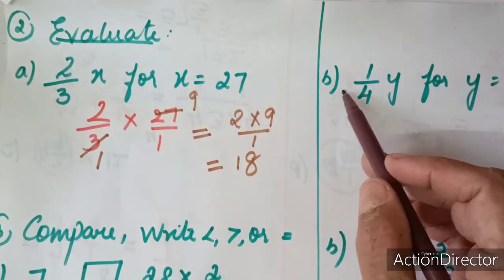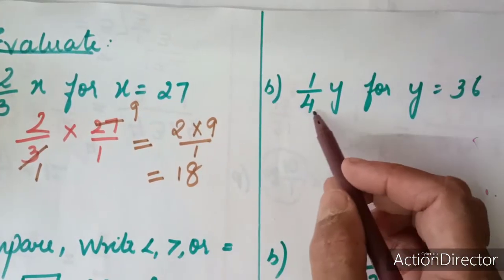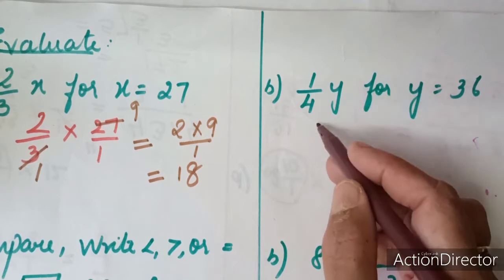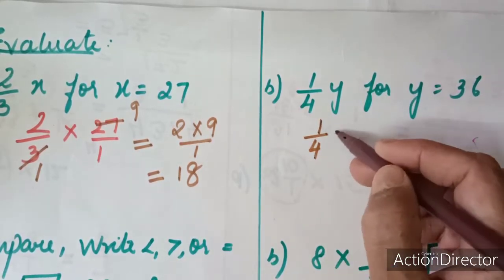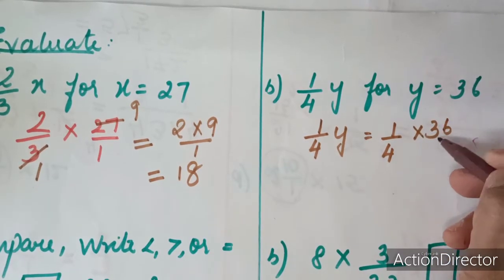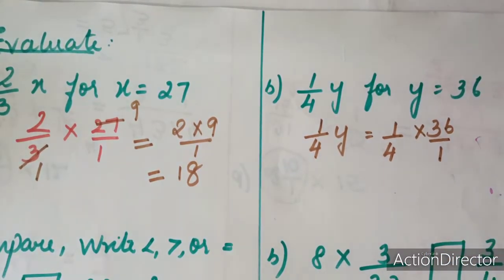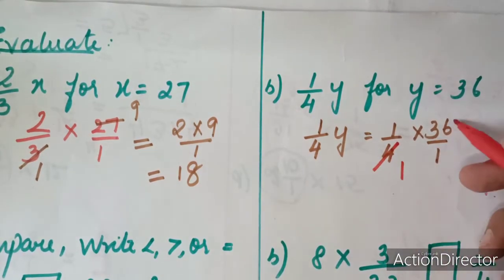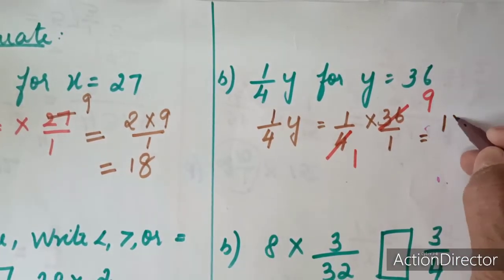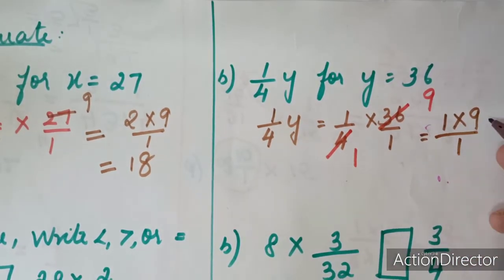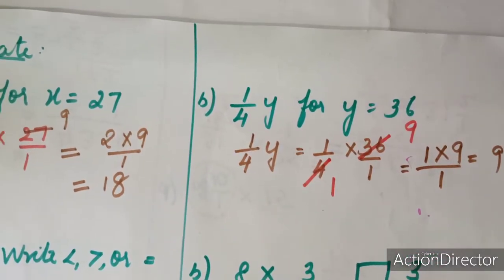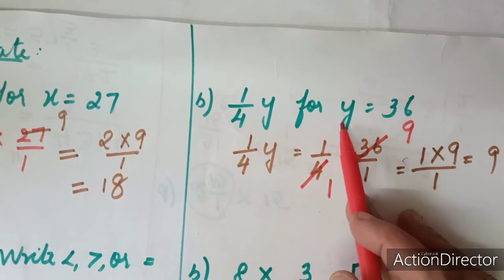Now moving on to the second, 1 by 4 y for y is equal to 36. So now the value of y is replaced by 36. So 1 by 4 y is equal to 1 by 4 into 36. 36 is written as 36 upon 1. So now I can cancel: 4 1s are 4, 9 4s are 36. So you multiply the numerator, 1 into 9 upon 1, which is equal to 9. Hope you understood how to replace the value of x and y when the values are given.